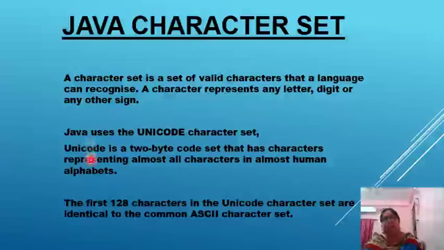First, we will understand what the Unicode character set is. The Unicode character set is a 2-byte code set that has characters representing almost all characters in almost every human alphabet. It can be of any language. We can use English, Bengali, Arabic. This can be any language. Now, the first 128 characters of the Unicode character set are identical to the ASCII character set.